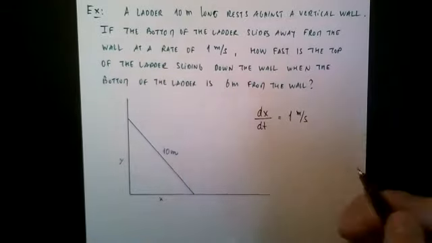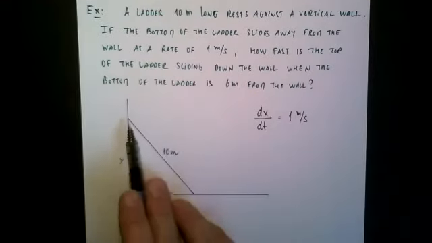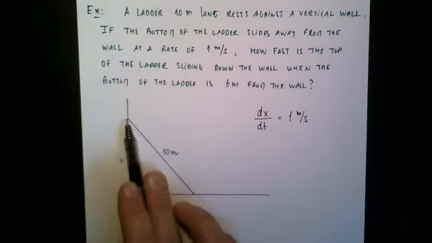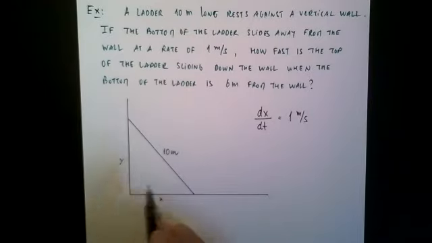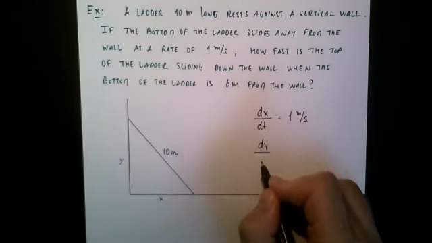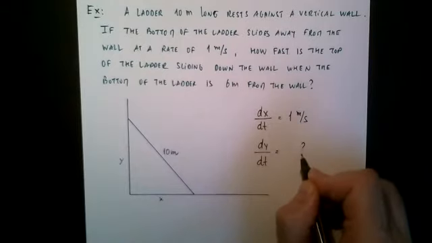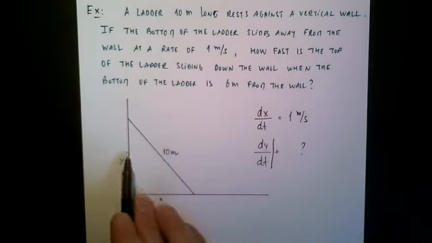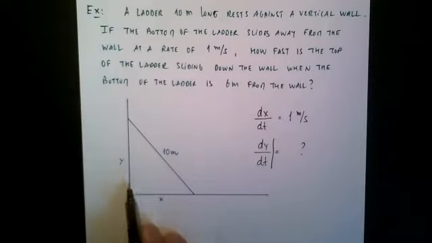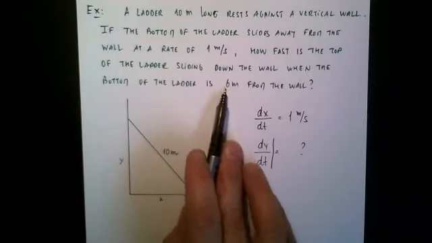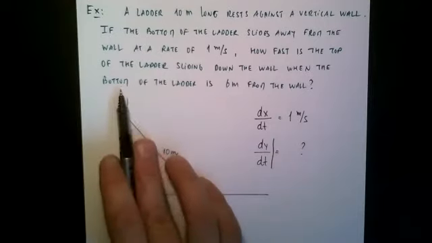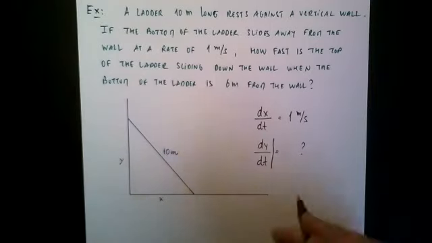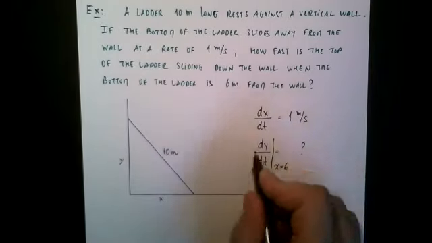Yes. Okay. Now we're looking for what? We're looking for the rate, how fast the top of the ladder is sliding. So we're looking for dy/dt. At what rate is y moving? That's what I'm looking for. But when? They tell you when, because apparently it's not sliding down at a constant speed. They tell you only when the bottom of the ladder, which is x, is 6 meters away from the wall. So I'll write this, when x is equal to 6.